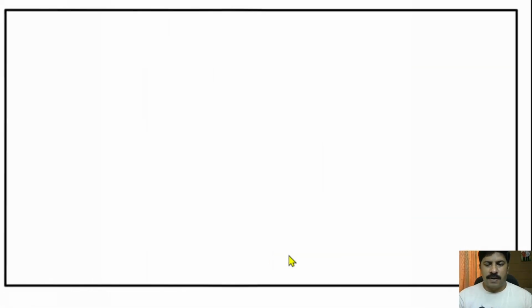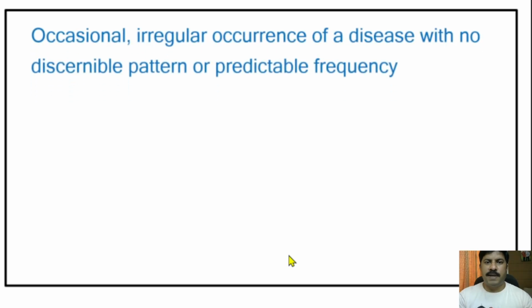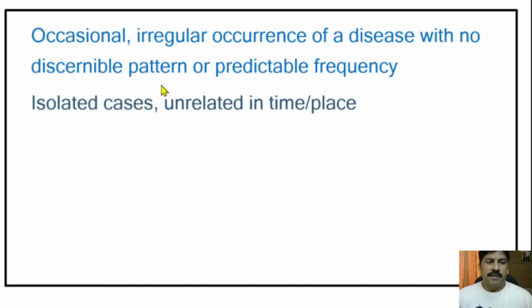So we cannot control and we cannot expect that only this number of cases will be there. But the rate of incidence will vary. Sporadic disease is the occasional, irregular occurrence of a disease with no discernible pattern or predictable frequency. That is a peculiar feature of sporadic disease. There will be isolated cases unrelated in time or place.